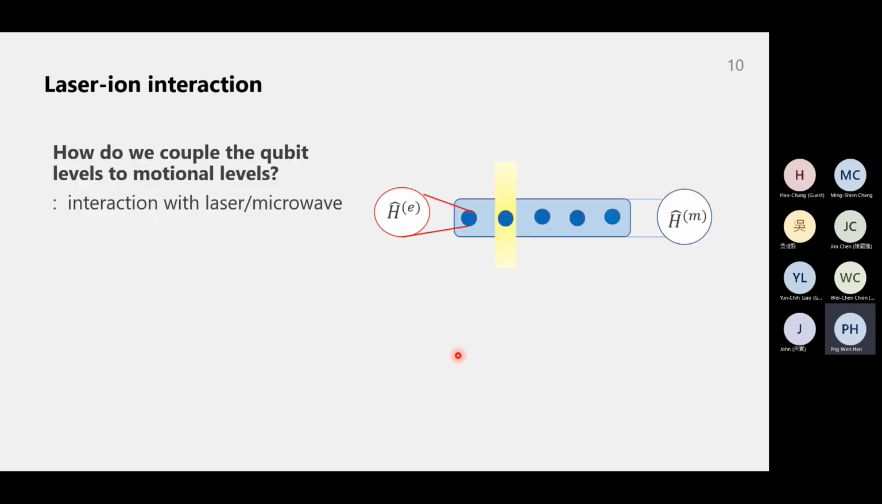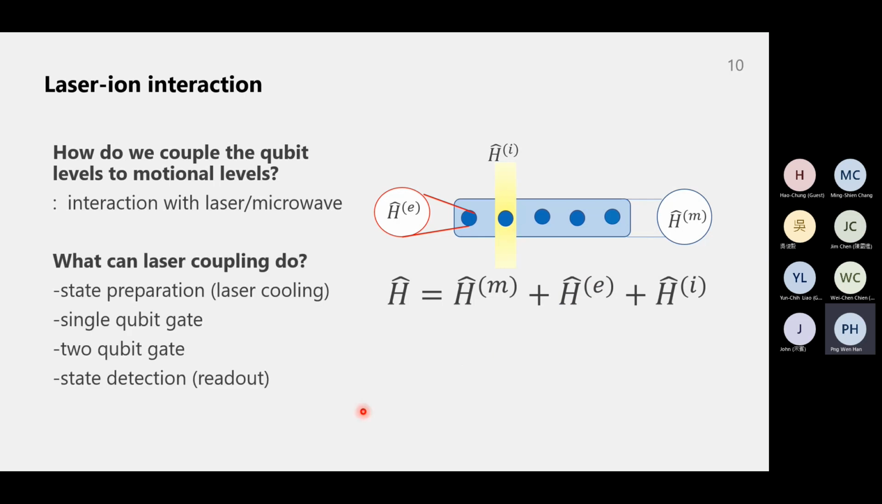Then, you know that in order to couple the qubits and motional levels, we need interaction with lasers or microwaves. The complete Hamiltonian will include the electronic level, the interaction Hamiltonian, and the motional levels. Now we ask the question, what could this laser coupling do? We could do all sorts of things like state preparation, single qubit gates, 2 qubit gates, and state detection. I will explain each of these in detail in the following slides.